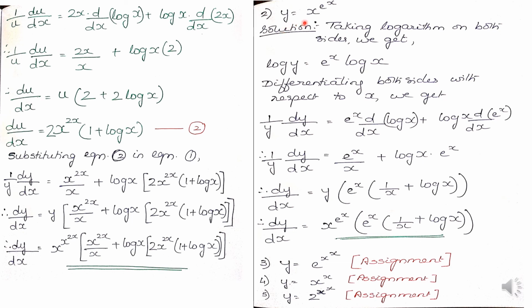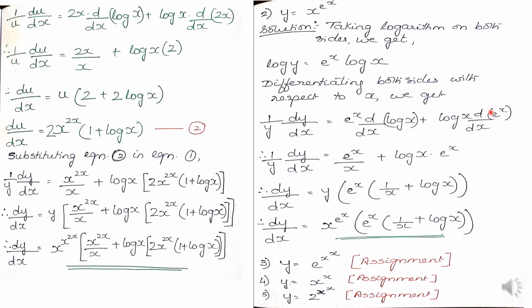In the next sum, y is equal to x raised to e raised to x. Looks similar to the previous sum, isn't it? So taking logarithm of both sides, we get log y is equal to e raised to x log x. And differentiating both the sides with respect to x, we get 1 upon y dy by dx is equal to, again we use the u into v rule here, and we get e raised to x, the differentiation of log x, plus log x, the differentiation of e raised to x.